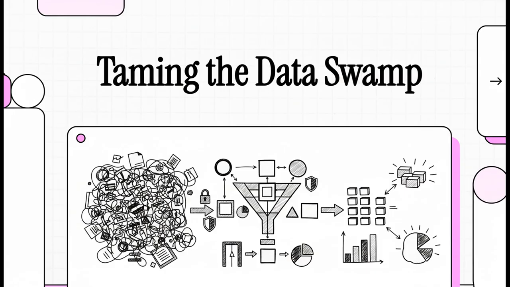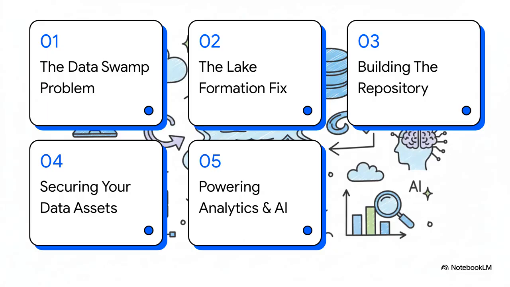All their valuable data gets trapped in this chaotic, messy swamp. We're going to explore how to turn that mess into a secure, organized, and honestly, a really powerful asset. So here's how we're going to break it down. We'll start by really defining what this data swamp problem is all about. Then we'll introduce the solution, show you how it helps centralize your data, how it secures it, and then the really cool part, how it unlocks the power of analytics and AI.